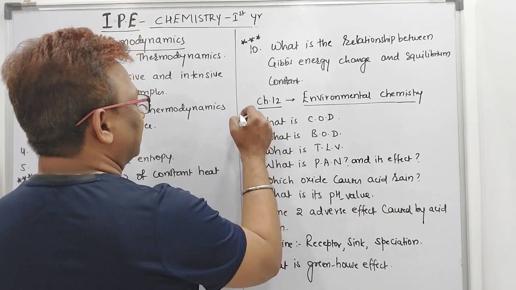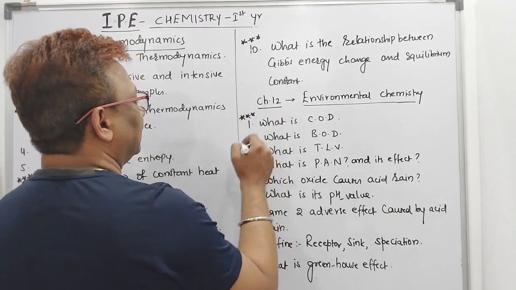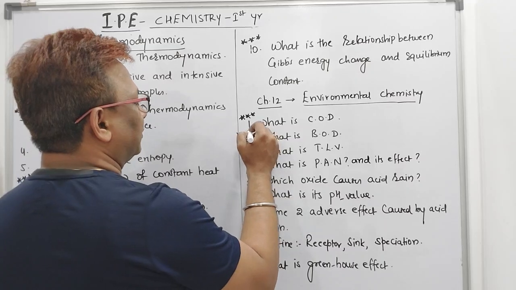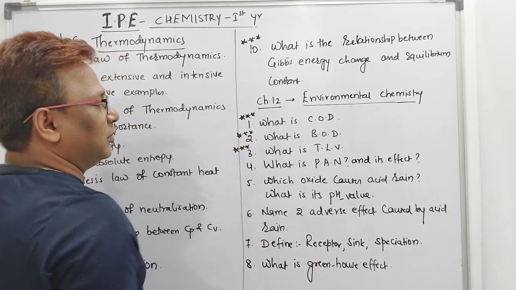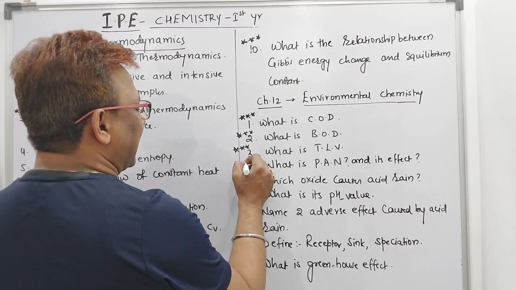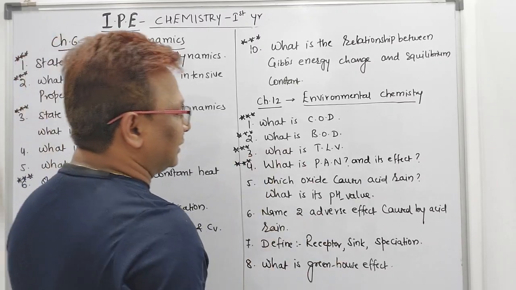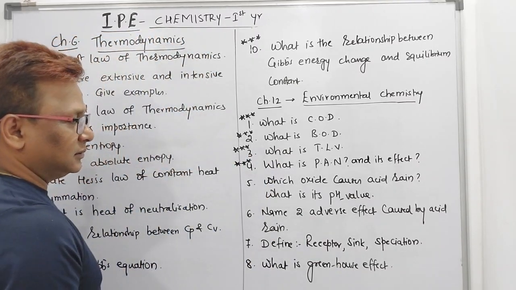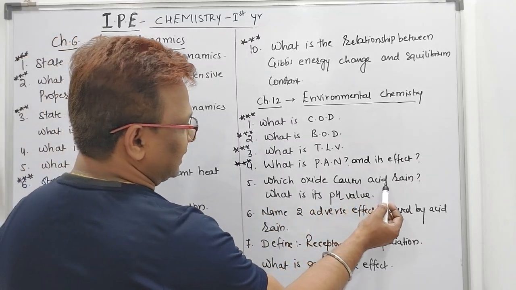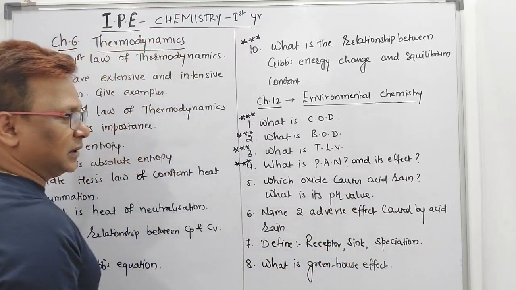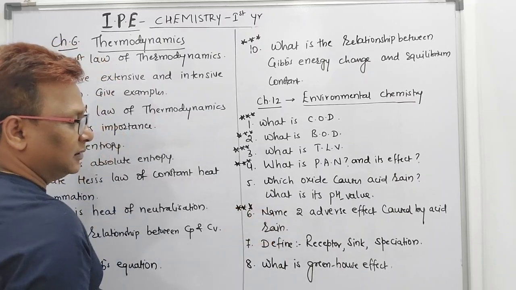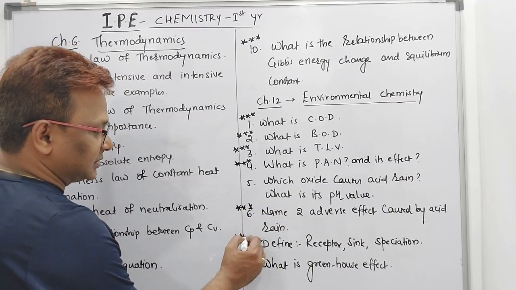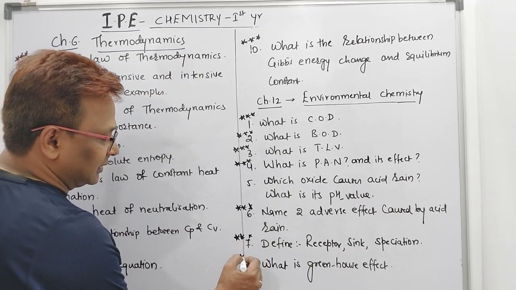What is COD? Most important. What is BOD? Most important. What is TLV, threshold limit value? Most important. What is PAN, peroxyacetyl nitrate, its effect? Which oxide causes acid rain? What is pH value? Name 2 adverse effects caused by acid rain. Define receptor, sink and citation. What is the greenhouse effect?